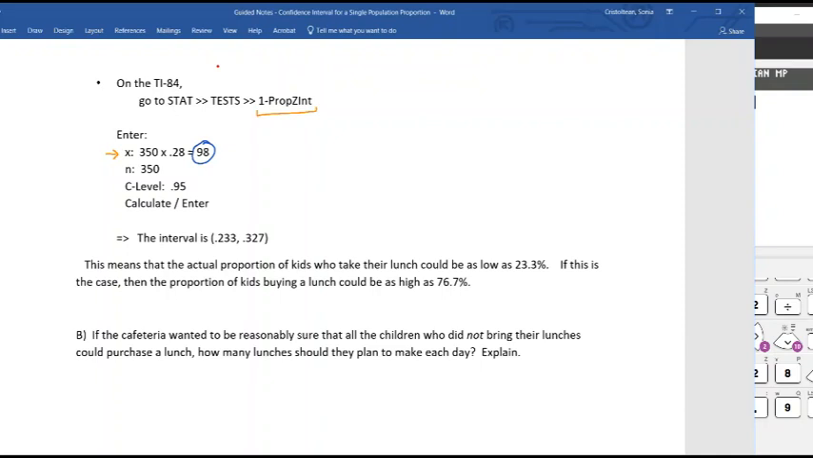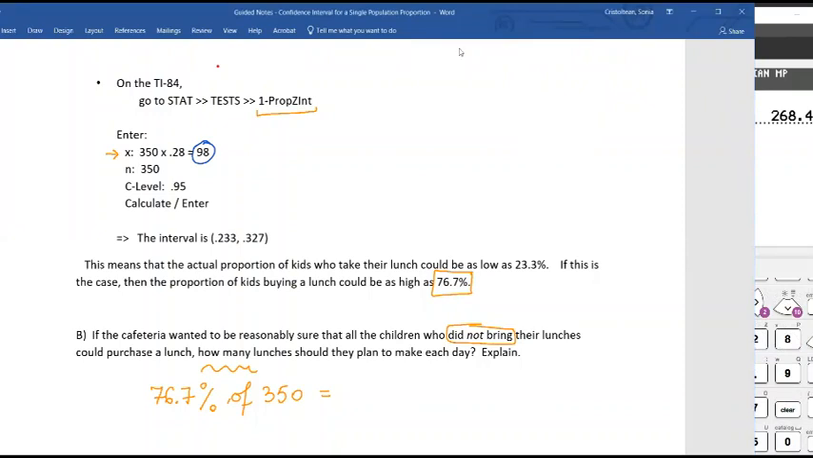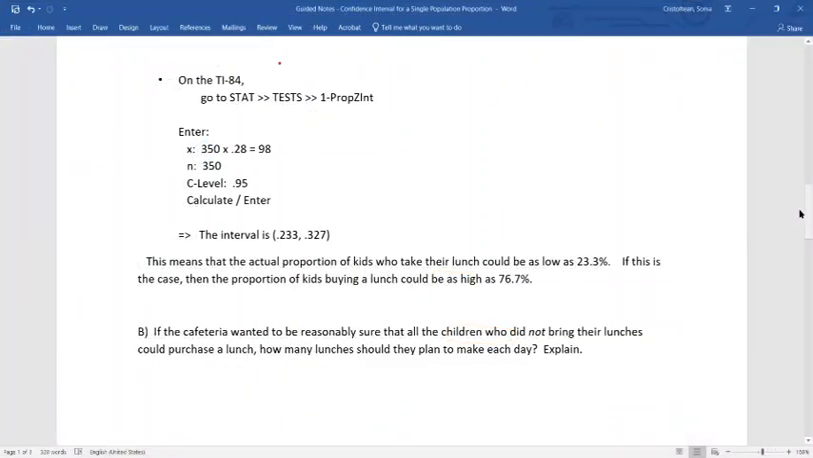Well, we figure out that this is the percentage of kids buying a lunch because they did not bring a lunch to school, which means that they should plan for 76.7% of the total number of students. How many? This many. And let's see how many that is. Use the calculator to figure out that answer. The answer will be about 269 to make sure they have enough for all students. About 269 lunches. Let's take a look at another example.